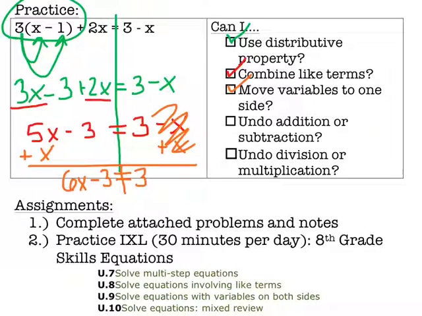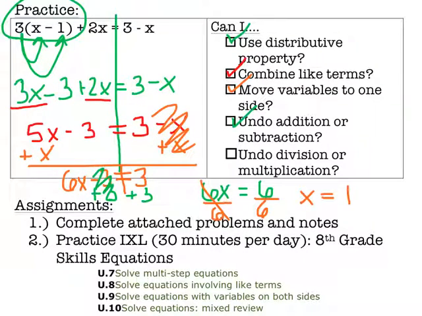Now I'm on the last two steps. So the first thing I want to do is undo that addition or subtraction. And so I'll add 3 to each side. And now I have 6x, the negative 3 plus 3 is 0, equals 6. So the very last thing for me to do is divide each side by 6. And here I have x equals 6 divided by 6 is 1.